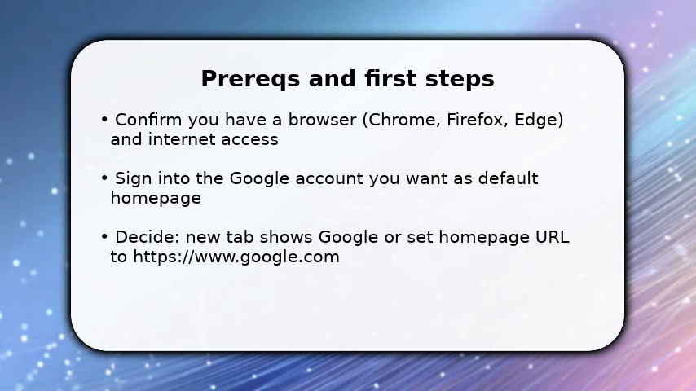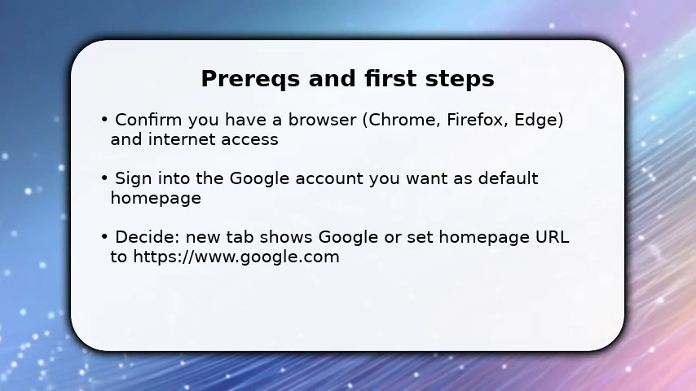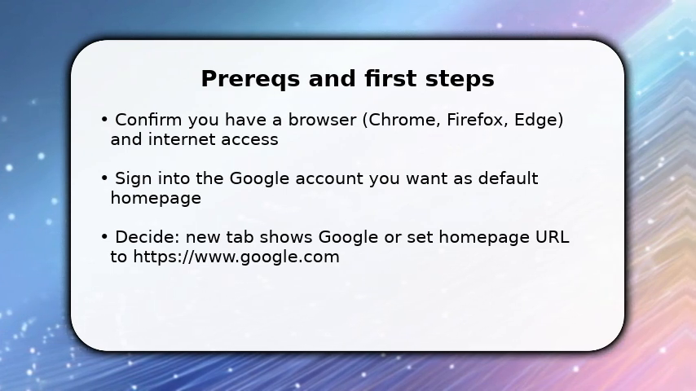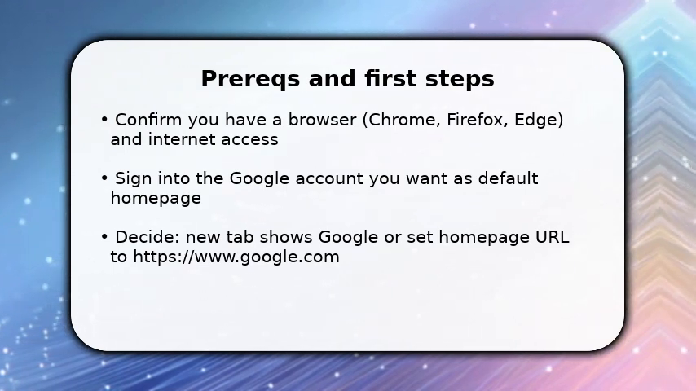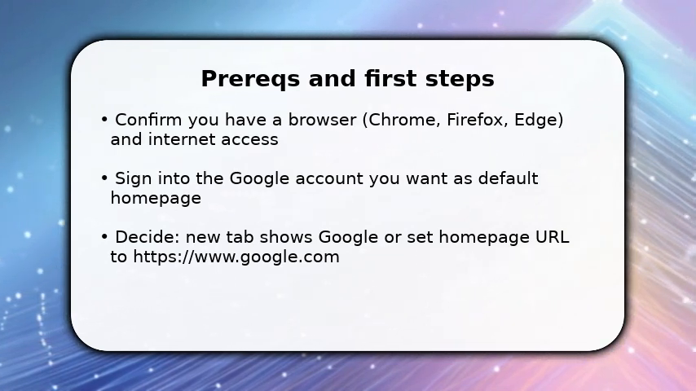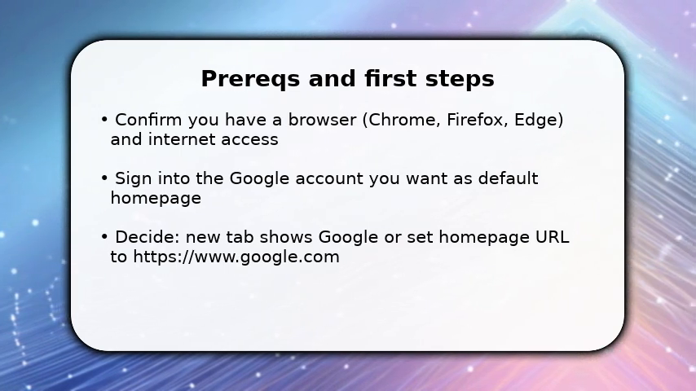You start with Essentials, a modern browser and a Google account signed in. Open Chrome or your preferred browser and go to Settings now. Once there, choose whether you want Google on new tab or as the explicit homepage URL. Make sure you're signed in so settings sync across devices.